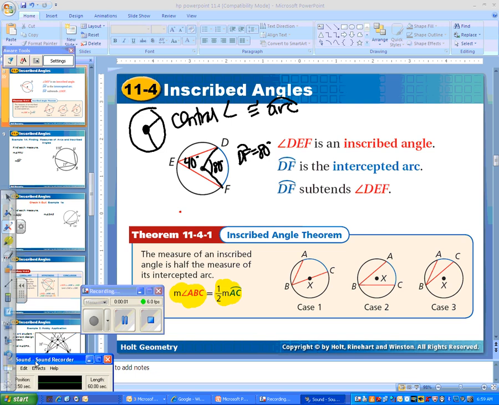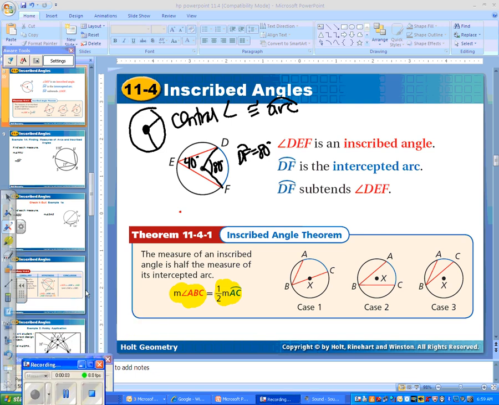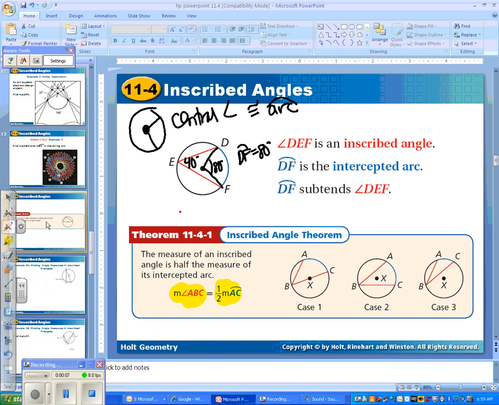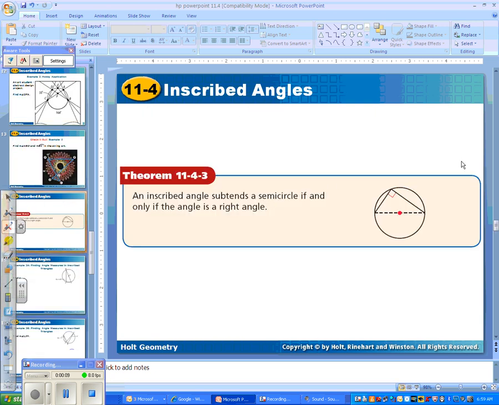Okay, so the second part of 11.4, we're still talking about inscribed angles, but we're going to see how that relates with triangles. So this theorem says an inscribed angle subtends a semicircle, so it cuts off and intercepts an arc that's a semicircle, if and only if that angle is a right angle. So that means if and only if, remember that's a biconditional statement. That means it works both ways.